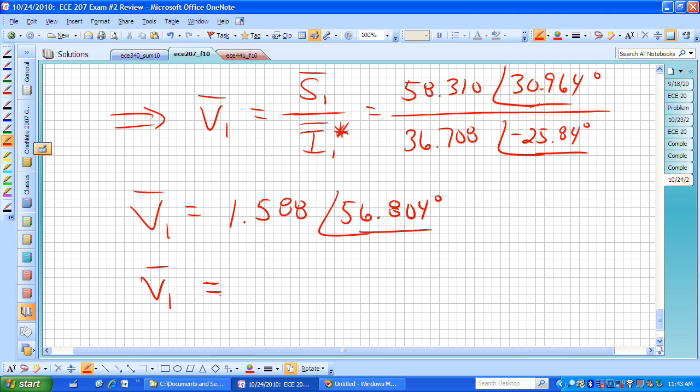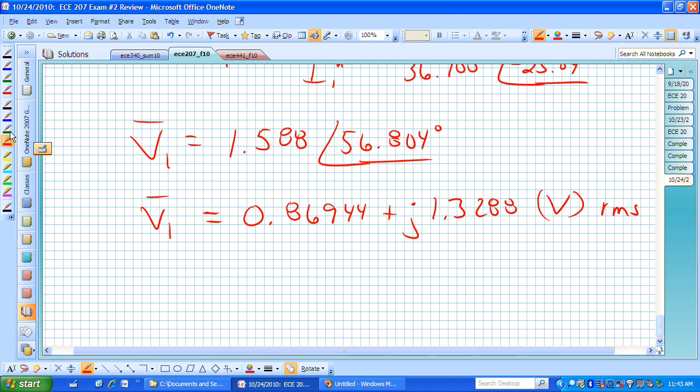And it may be helpful to actually write that in rectangular form, because we're going to be doing the sum based on KVL. If we take that as 1.6 times the cosine of 57, we will end up with a real part of the voltage being 0.86944, and the imaginary part is going to be 1.6 times the sine of 57 degrees, or 1.3288. That's volts in RMS.